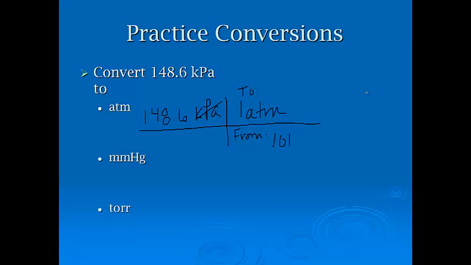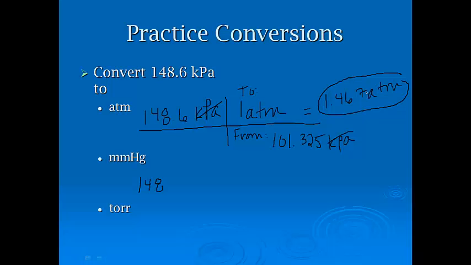So here you're going to have 101.325 kilopascals. Since it's on the bottom, we're going to divide. So it's going to be 4 significant figs in our data. It should be 1.467 atms.